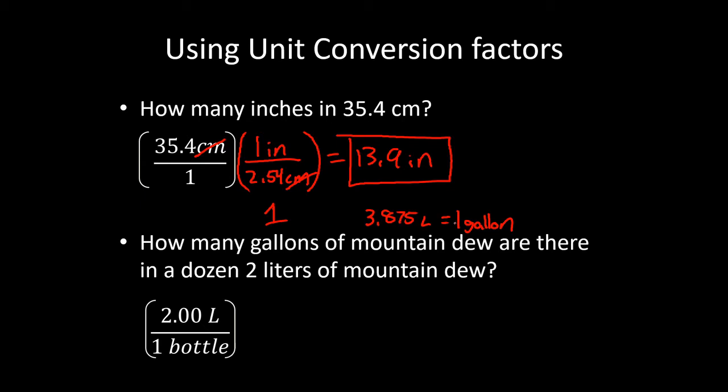So what I'm going to do is I am going to figure out how many gallons are there in 1 bottle of Mountain Dew. And so when I figure that out, then I can just take that number and multiply it by 12 to work out how many gallons there would be in a dozen. So I'm going to go ahead and I'm going to take my equivalence and plug it into the fraction here, and I'm going to make sure that I put the liters on the bottom, because I want the liters on the top here to cancel out.